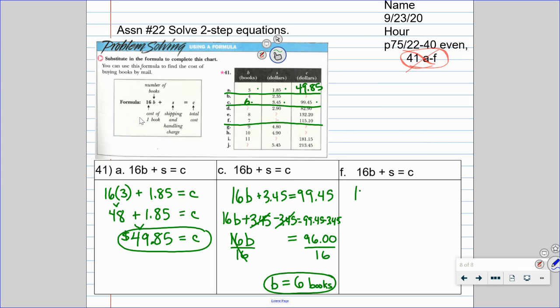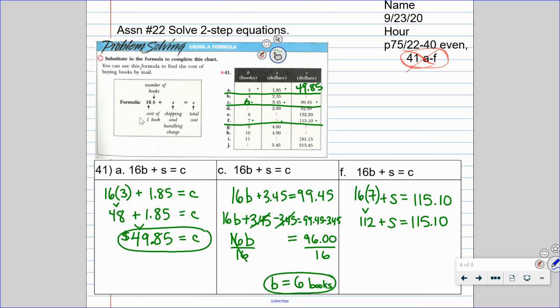For part F, we know the number of books. We know there are 7 books here. What we don't know is the shipping cost. I'm going to try to make that look like an S, not like a 5. And then we know the total cost is $115.10. So first, why write 16 times 7 if I can actually multiply that out? 16 times 7 is 112. I hope I do this right. 112 plus some missing amount.